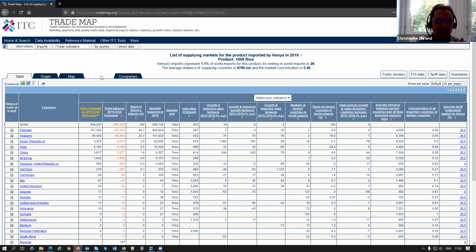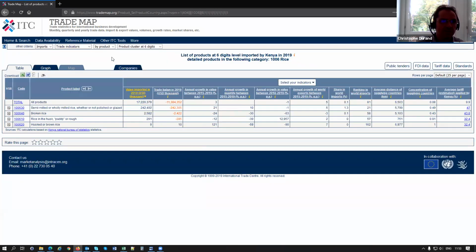What can vary from one kind of rice to another. So here on the top, we see the breakdown by country, but let's have a look at the breakdown by product and see what kind of rice Kenya imports. So what we can see here is that Kenya is actually importing semi-milled or wholly milled rice, which means processed rice, right? It's not broken rice, it's not rice in the husk, or husked brown rice, basically, right?